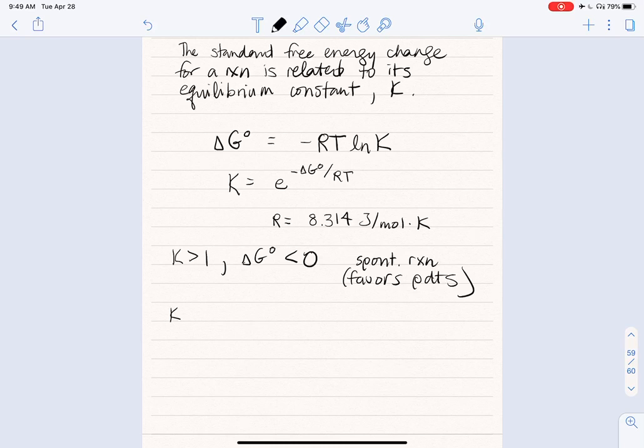Conversely, if you have a small K, or a K that's less than 1, take the natural log of a number that's less than 1, and it's going to be negative, and the negative of a negative is going to be a positive. So the delta G naught is going to be positive in that case. So you get a non-spontaneous reaction or a reverse spontaneous reaction. We would say that that kind of reaction favors reactants rather than products because K is small, so you have more denominator than numerator, more reactants than products.